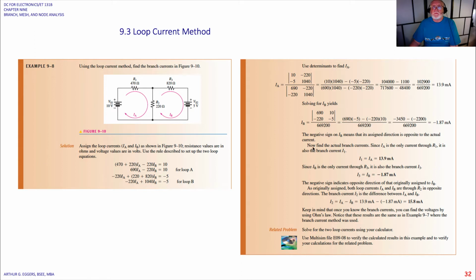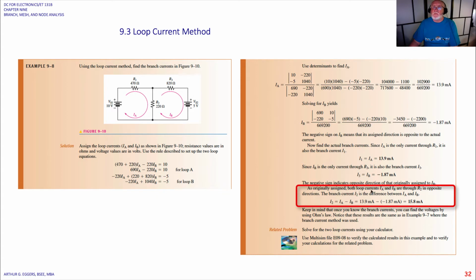Easy to fix. Now find the actual branch currents. Since the current through A is the only current through R1, it is also the branch current for I1. So current I1 is also the current I sub A, or 13.9 milliamps, which we solved for up here. Since the current through B is the only current through R3, it is also the branch current for I3. So I3 is equal to I sub B, which is minus 1.87 milliamps, which is the one we solved for up here. Okay. The negative sign indicates the opposite direction of that originally assigned to I sub B.